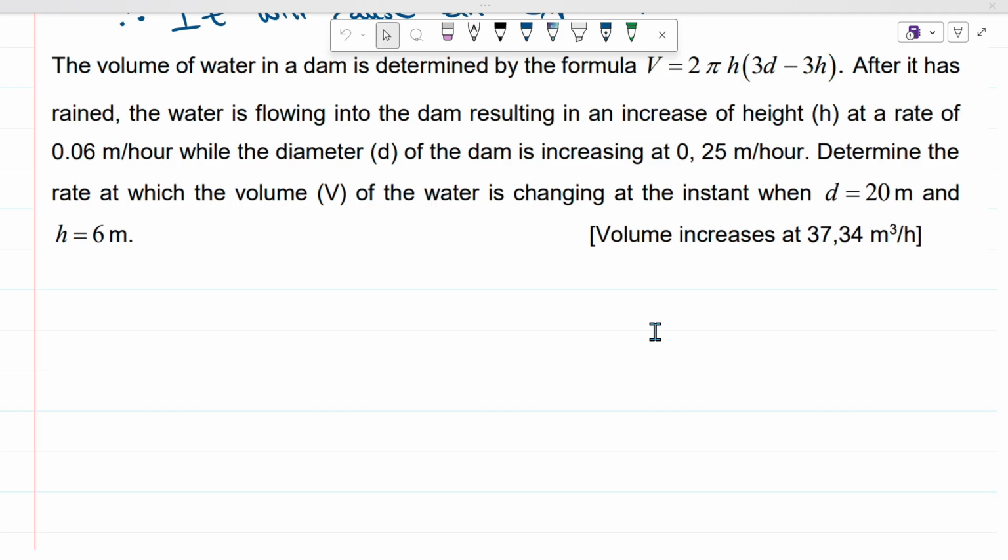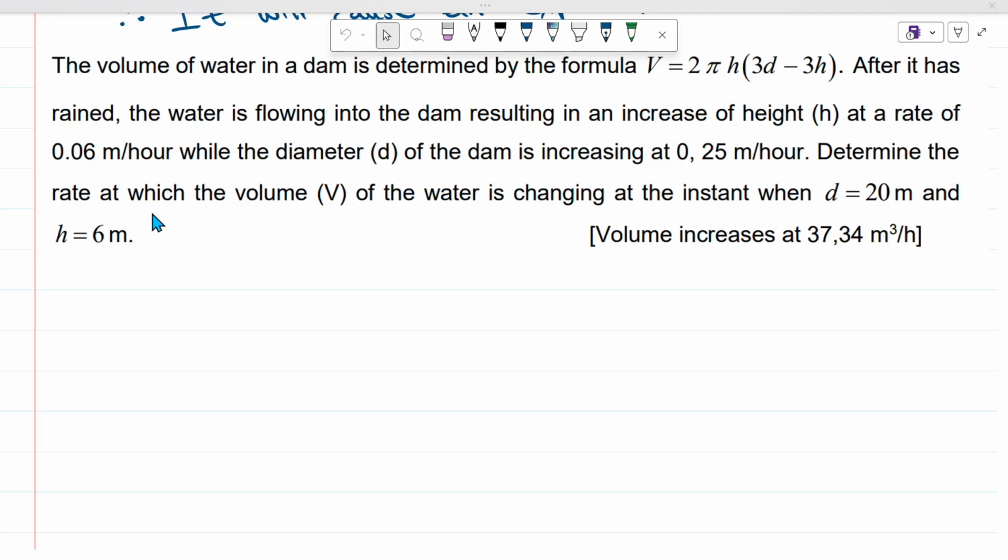The volume of water in a dam is determined by the volume V equals 2 pi h into 3d minus 3h. After it has rained, the water is flowing into the dam, resulting in an increase of height h at a rate of 0.06 meters per hour, while the diameter of the dam is increasing at the rate of 0.25 meters per hour. Determine the rate at which the volume of water is changing at the instant when d equals 20 and h equals 6 meters.